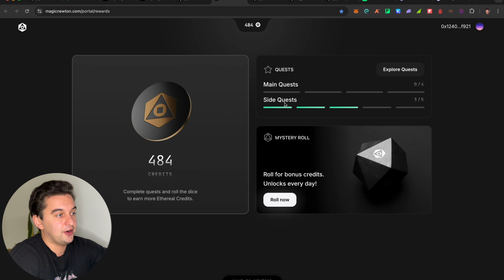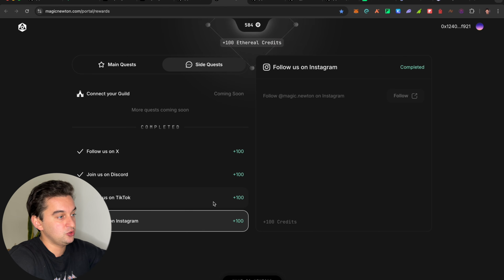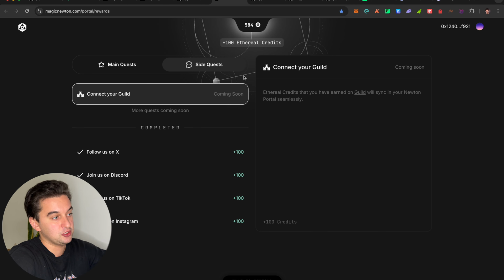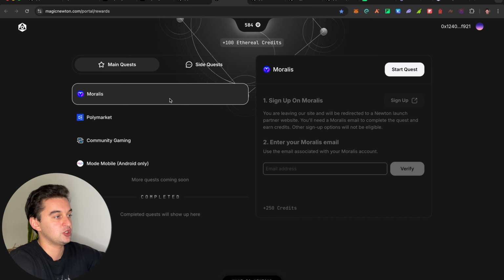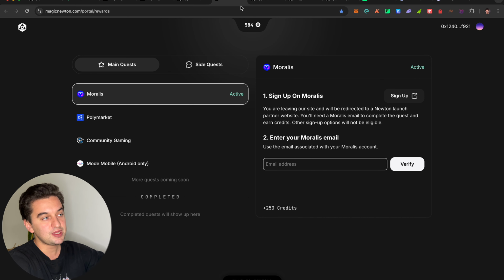As we see here, we are getting the side quest done. We are getting all of the activity, all of them goodies to go and do. Simply click over here, got it. Coming soon, the guild one. And then you got the main quest, which is, for example, this one. Start the quest, verify email address, and you are good to go.